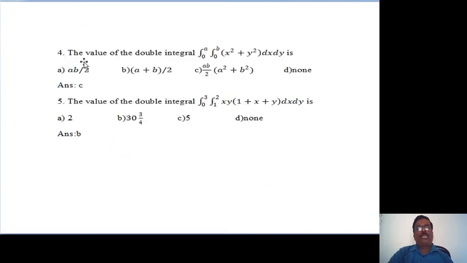Similarly, the fourth problem: the value of the double integral, integration from 0 to a, integration from 0 to b of x square plus y square dx dy is, first option ab by 2, second option a plus b by 2, third ab by 2 into a square plus b square, fourth none. Next, the fifth: the value of the double integral, integration from 0 to 3, integration from 1 to 2 of xy into 1 plus x plus y dx dy is, first option 2, second 30 into 3 by 4, third 5, fourth none. You have to choose the correct answers for all of these problems by solving them.